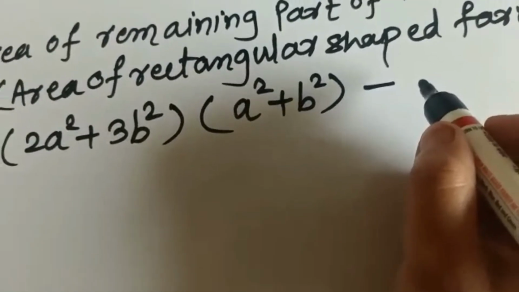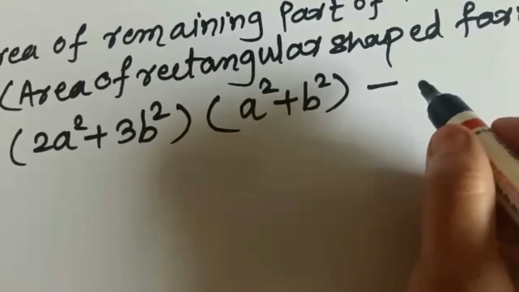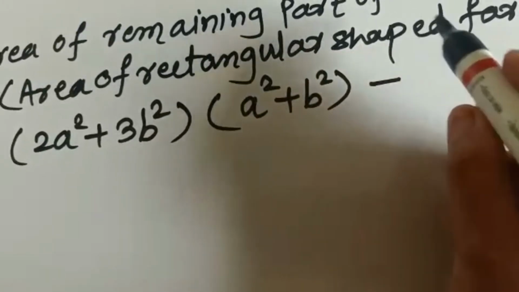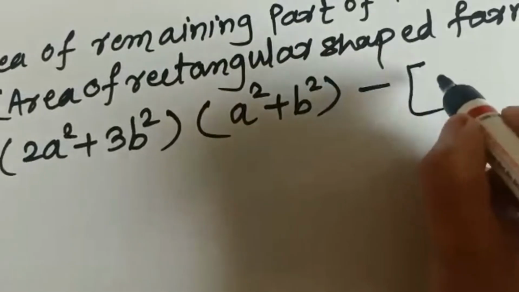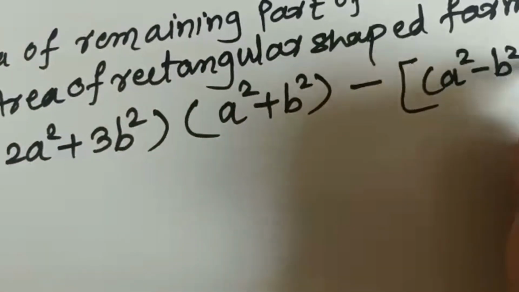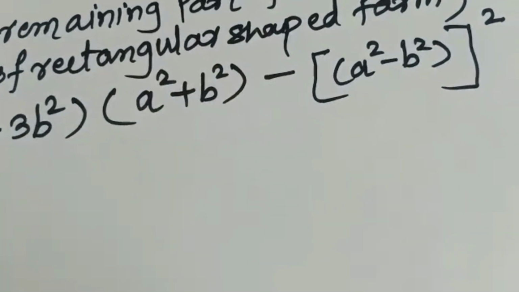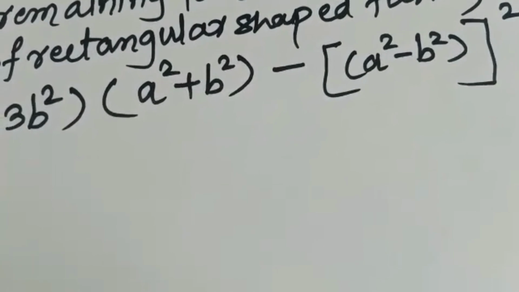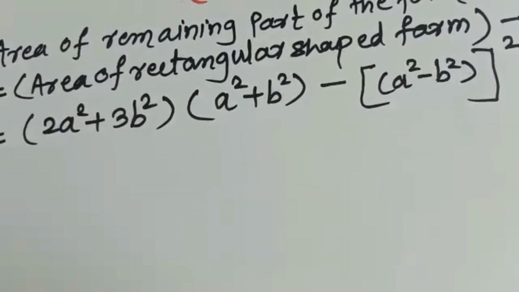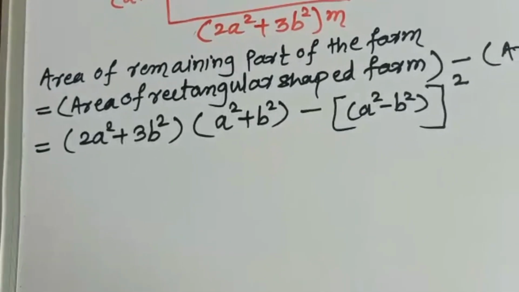Here is the area of the plot. As this plot is in square shape, the area of the square plot is side squared, and the side of that plot is (a square minus b square) in brackets, completed square. Understood? Now we will solve it. This algebraic expression we will solve, so we have arranged it in that mathematical form.